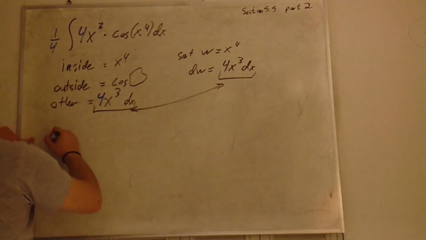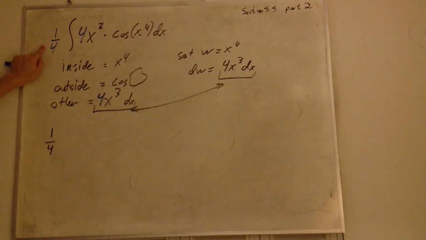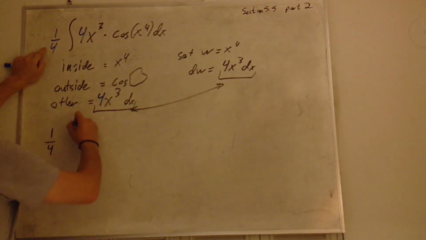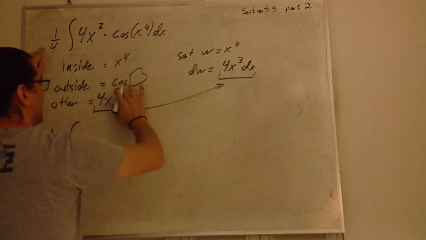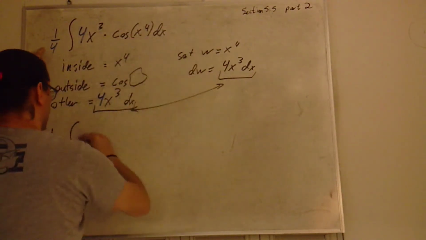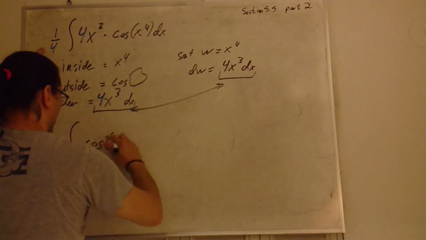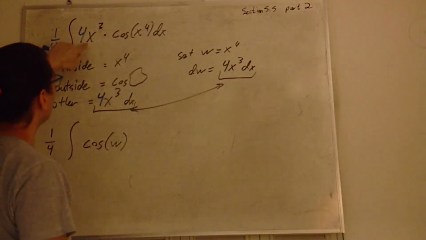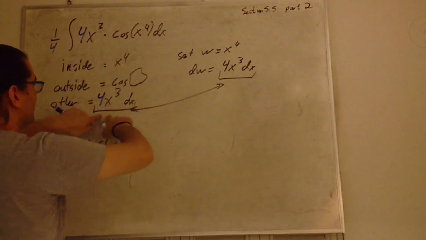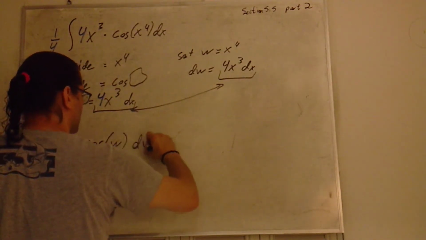When you bring this down to substitute, the 1/4 that we created up here stays. That has to stay with us. The integral, cosine stays. X to the fourth, is it going to become a W? Nope. I started to write x to the fourth. Cosine W. The 4 and the x cubed and the dx, all three of these things are going to become dW.